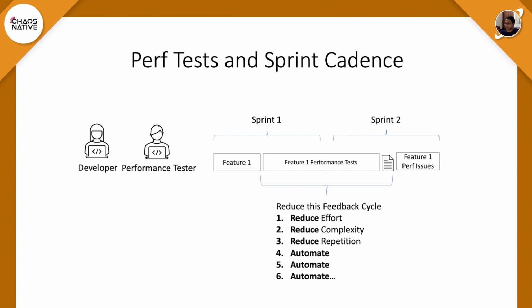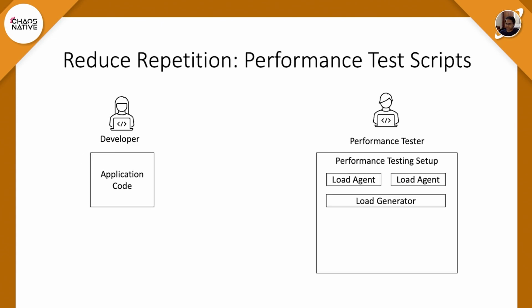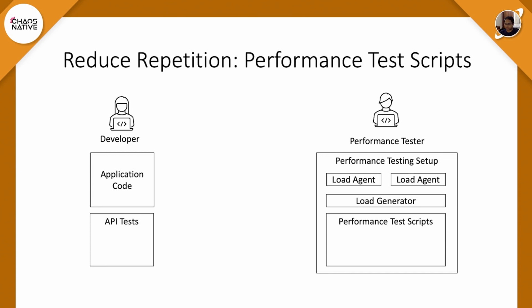So developer writes application code, performance tester is responsible for the performance testing setup. Developer writes API tests, and performance tester writes performance test script. API tests generate requests, performance tests also generate requests. Very similar. API tests assert response. Performance tests not so much. They assert more on the response time as long as the request itself is coming back positively. That's all we care about in performance tests.